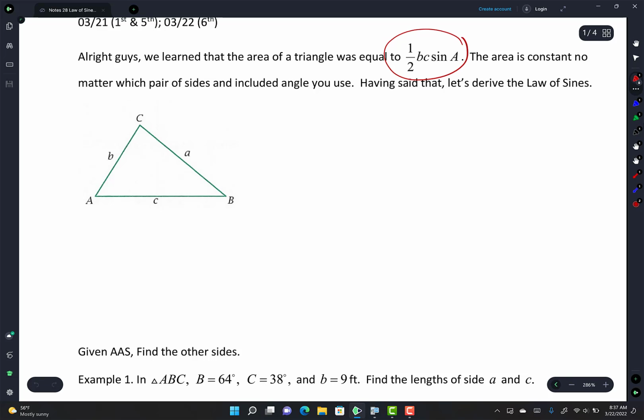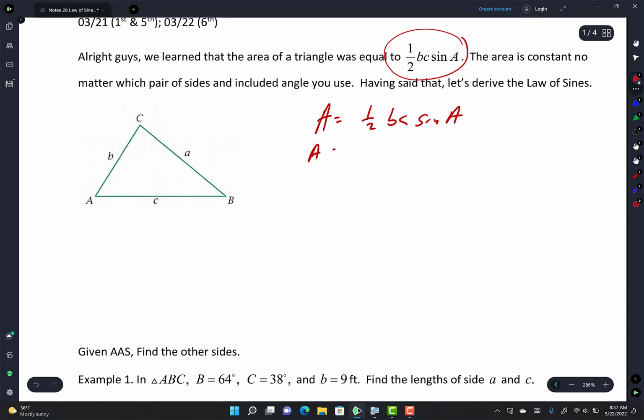It's this one. Yes, you can say 1/2 base times height, but what if you don't have a perpendicular height or it's not a right triangle? Here's how you find your area. If you have an included angle with two sides, B and C, so we already know that's one of them, I'm going to say area equals 1/2 BC sine A.